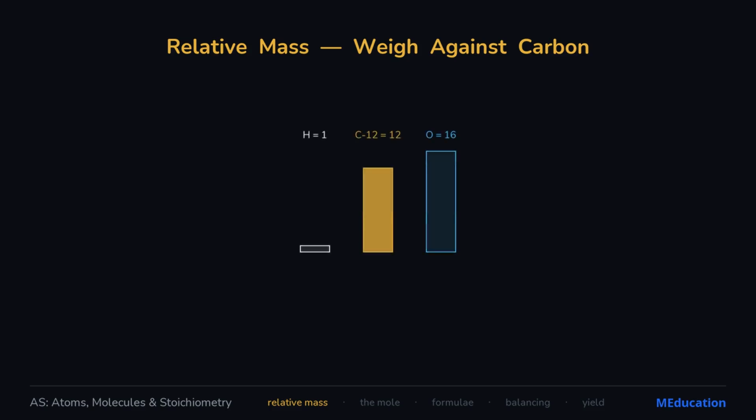First stop, relative mass. We never quote an atom's mass in grams, the number would be absurdly tiny. Instead, we pick one atom as the ruler, carbon-12, defined as exactly 12 units, and weigh every other atom against it. Hydrogen comes out as 1, oxygen 16. Pure comparison, no awkward grams.